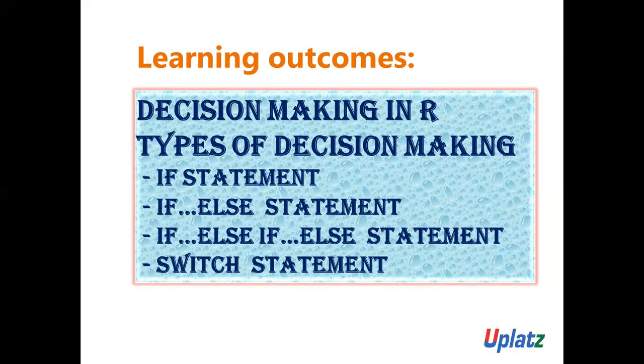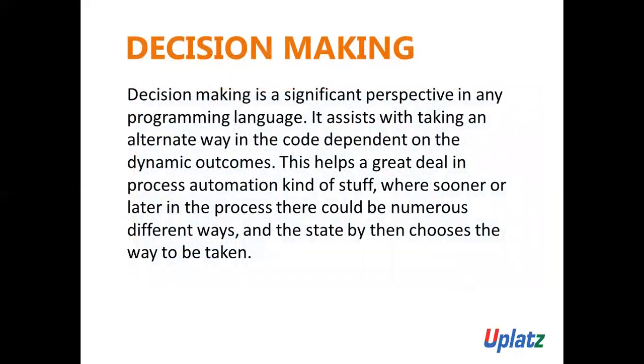Now let's proceed with the first thing, that is what is decision making. What is a decision making statement in R? So decision making is a significant perspective in any programming language. It assists with taking an alternate way in the code depending on the dynamic outcomes. This helps a great deal in process automation, where sooner or later in the process there could be numerous different ways, and the state by then chooses the way to be taken.